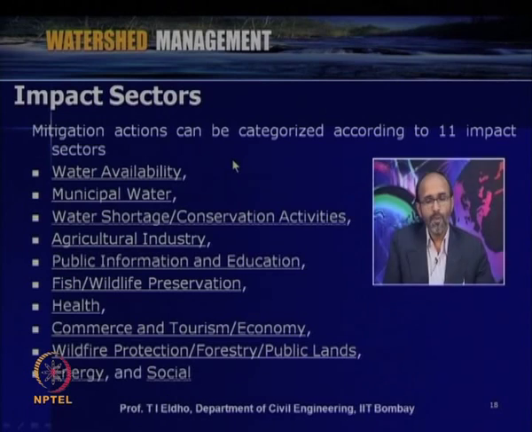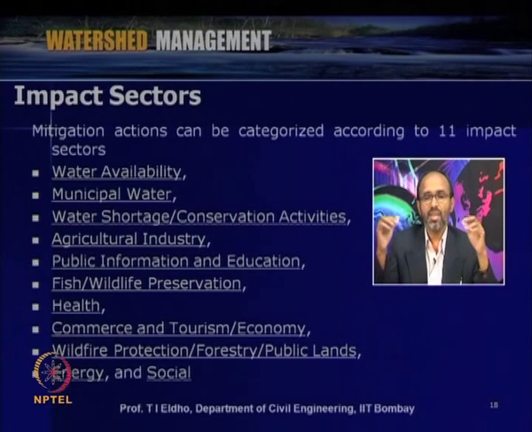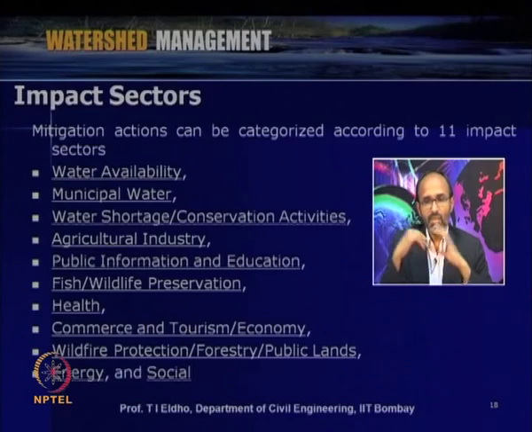First aspect is water availability. So we have to see how effectively we can utilize the various schemes so that water availability can be improved for that particular area. Then the municipal water, how we can effectively conserve or improve the system. Then water shortage or conservation activities, as we already discussed, whether we can go for water conservation or water recycling or reuse. Then agricultural and industries, how effectively we can deal with the demand management. Then another important aspect is public information and education. If the people know how to reduce the water usage or how to deal with the droughts, public information and education will help to reduce the effect of drought or drought mitigation.